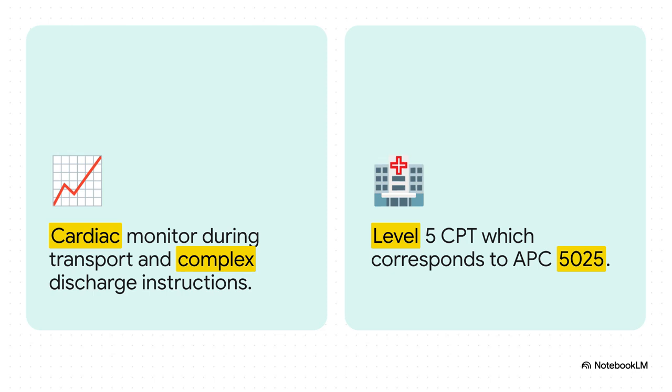The golden rule of facility coding is that you look at all the interventions and find the ones that map to the highest possible level. You do not average them out. Checking the guidelines for this case, 2 massive staff effort indicators jump out: the cardiac monitoring during transport and those complex discharge instructions. The guidelines explicitly list frequent monitoring of cardiac rhythm and complex discharge teaching as top-tier interventions.